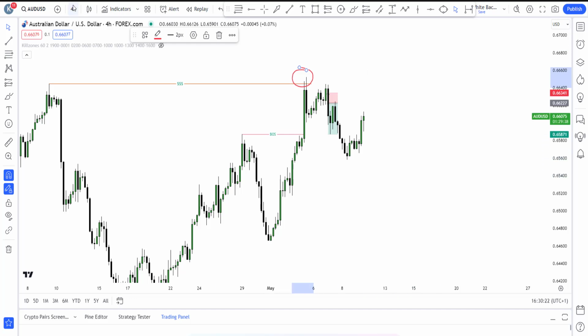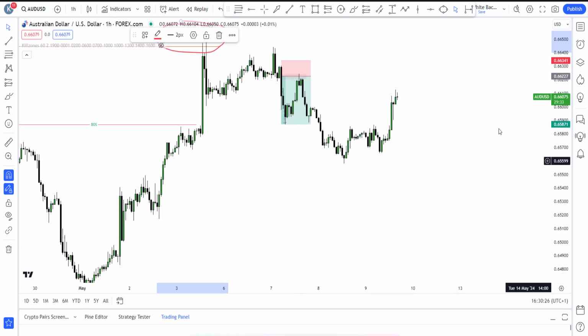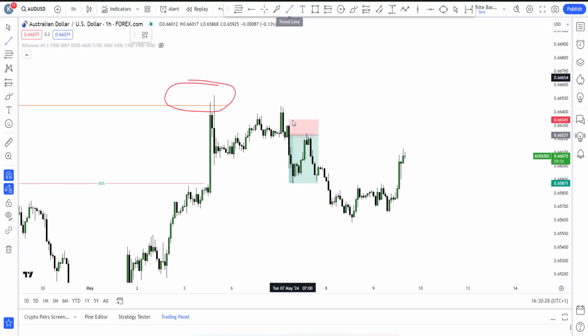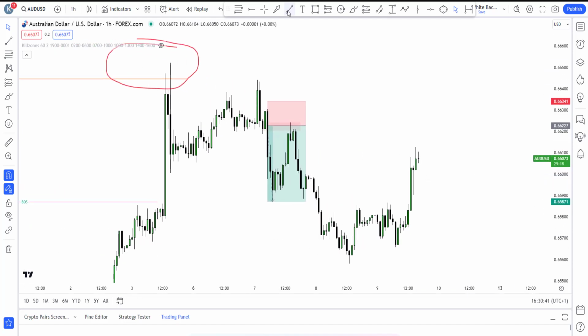Now, when I went to the 1-hour time frame, I saw a better picture of what was happening. I looked at it from this perspective and then I saw a shifted market structure right here. A shifted market structure right at this point. Let me adjust it correctly so you can see it. So this shifted market structure came in very handy at this point.